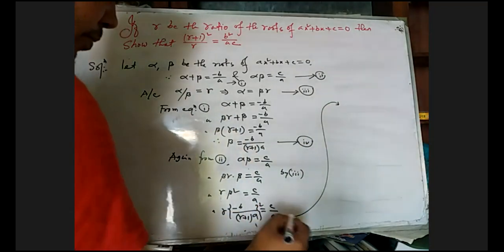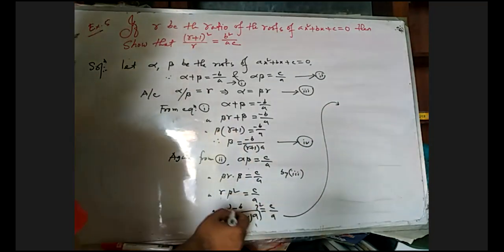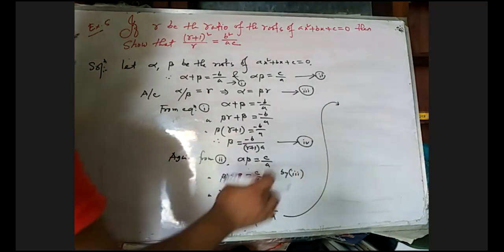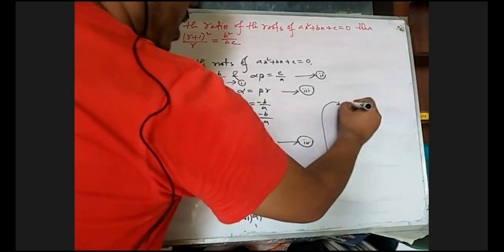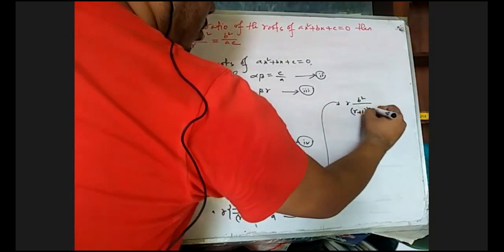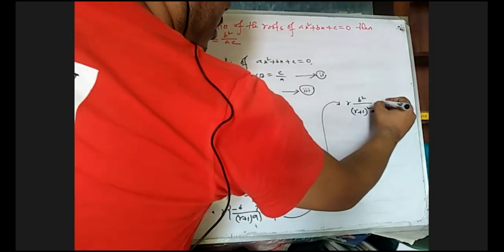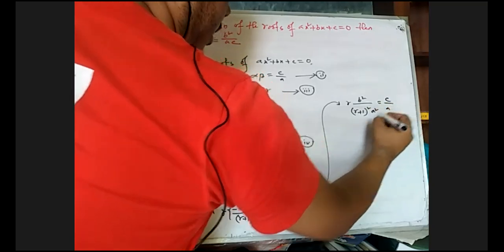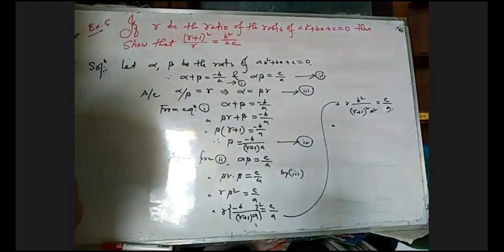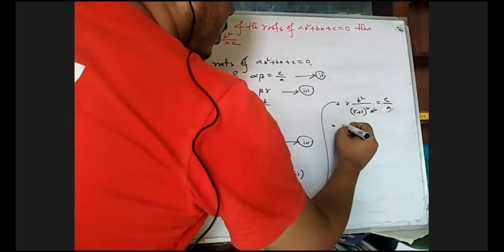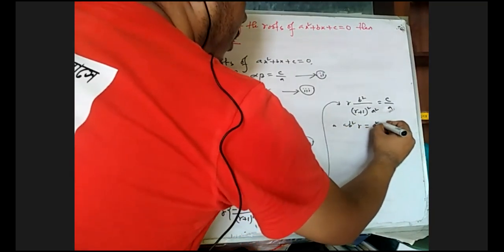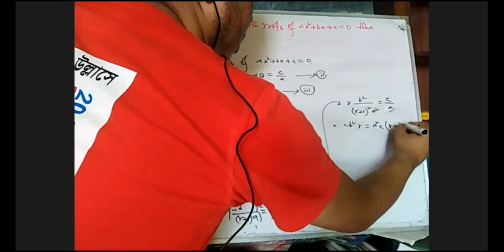This is a square. Remember it. There is a square because beta square. Just putting the equation value of beta from equation 4. Okay. So we get r b square divided by r plus 1 whole square into a square equals to c divided by a. A b square r equals to a square c into r plus 1 whole square.